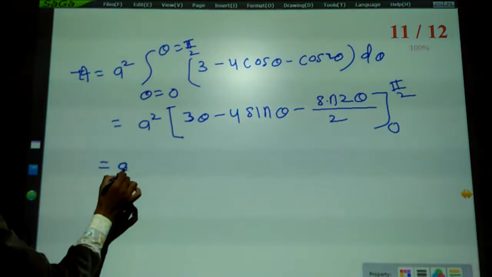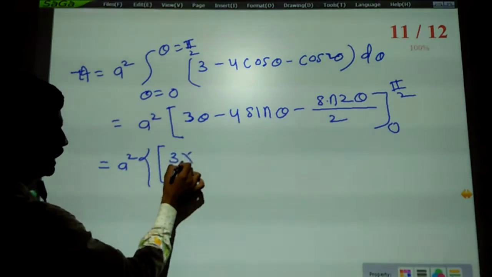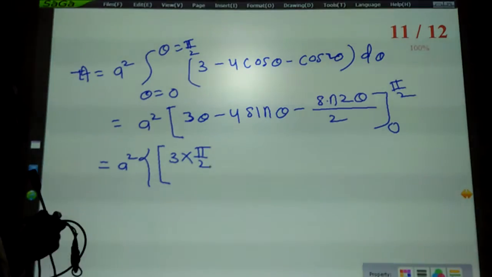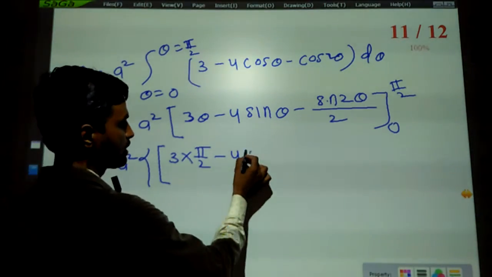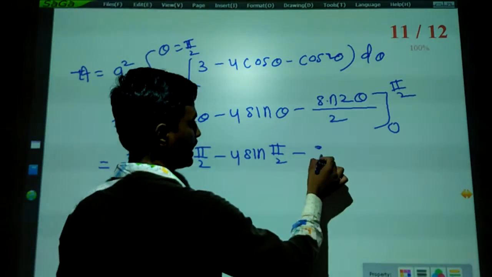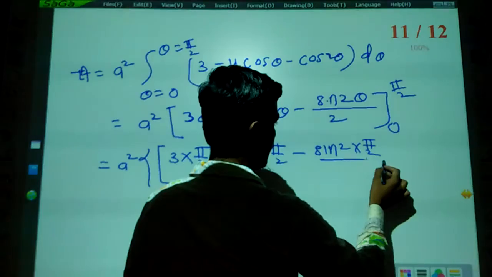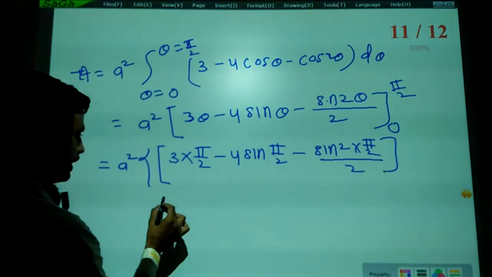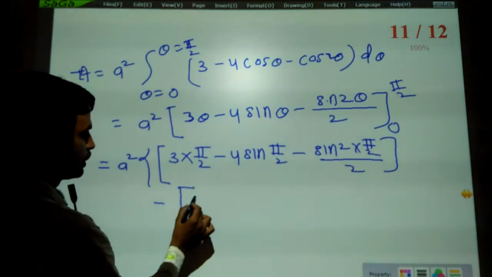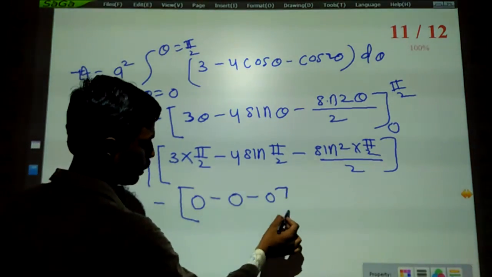So we do a curly bracket. One bracket for upper limit, 3 into upper limit is the pi by 2. 3 into pi by 2 minus 4 sin pi by 2. Next sin 2 into pi by 2 divided by 2. This is the upper limit minus lower limit. Lower limit is the 0. So 3 into 0, 0. Sin 0, 0. Sin 0, 0.